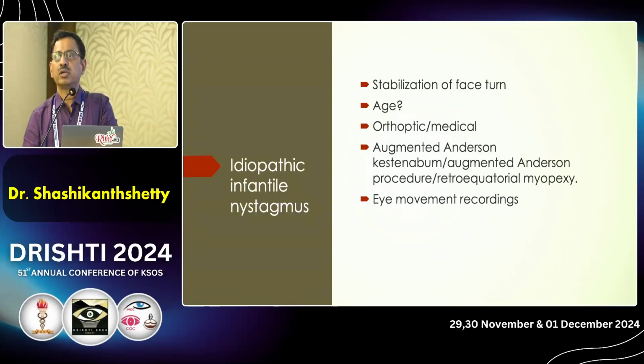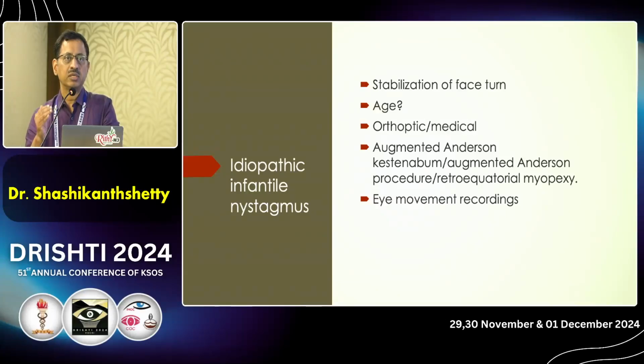And if you see a child with nystagmus, when do we need to intervene surgically? If there is a large head posture, we need to look at the stabilization of the face turn. We wait till the age of 6 years. We try orthoptic management, medical management to reduce their face turn, and then you have different surgical armamentarium to reduce their face turn. We also do eye movement recordings.